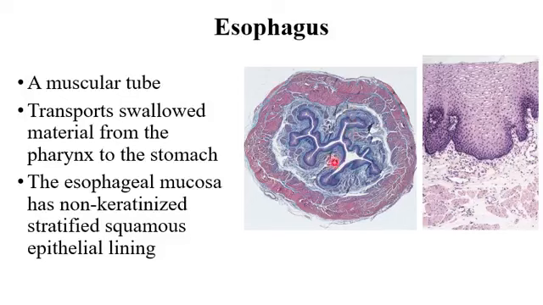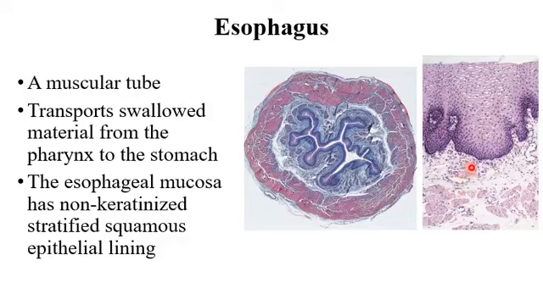In cross section, the mucosa is thrown into folds. These folds are arranged longitudinally. They obliterate the lumen of the esophagus. The mucosa is lined by stratified squamous non-keratinized epithelium. Underneath the epithelium is a layer of loose connective tissue with blood vessels and scattered lymphocytes. This layer is called lamina propria.